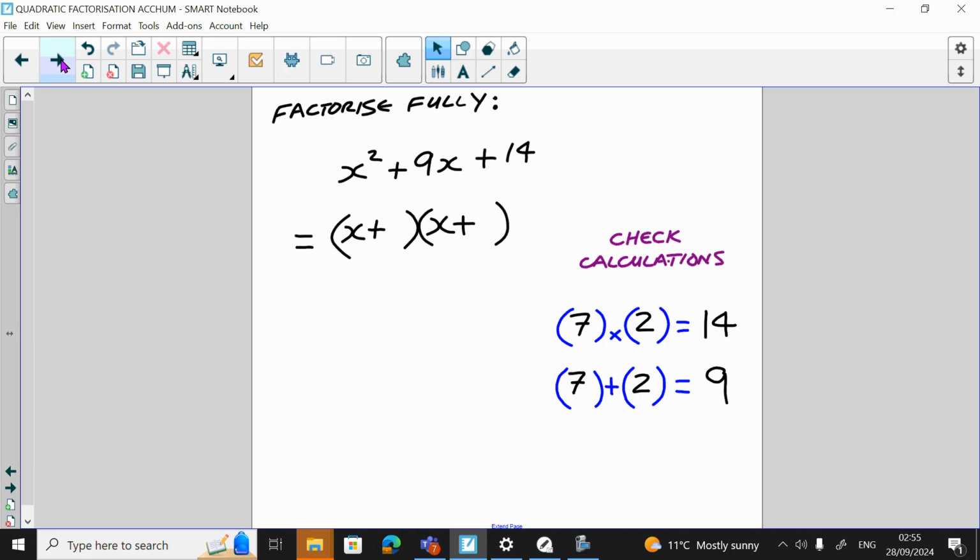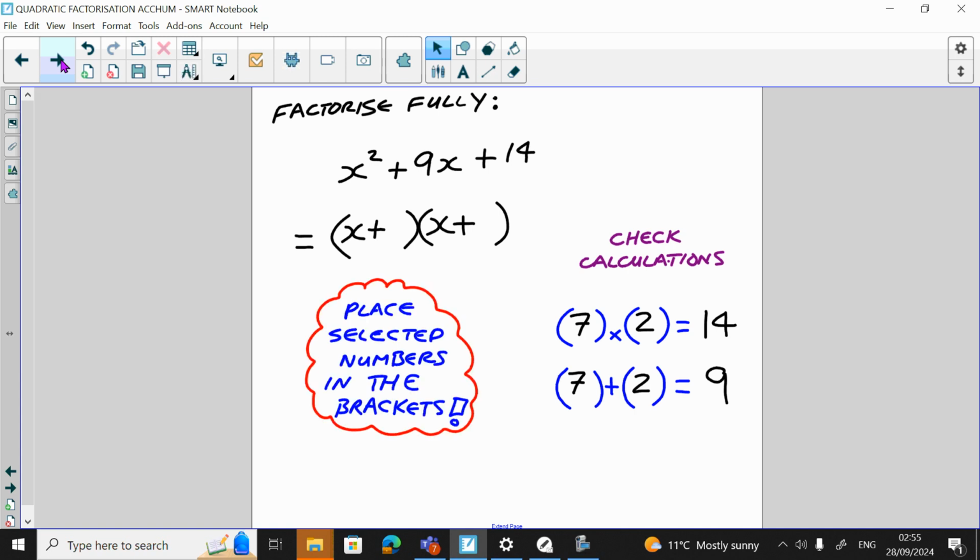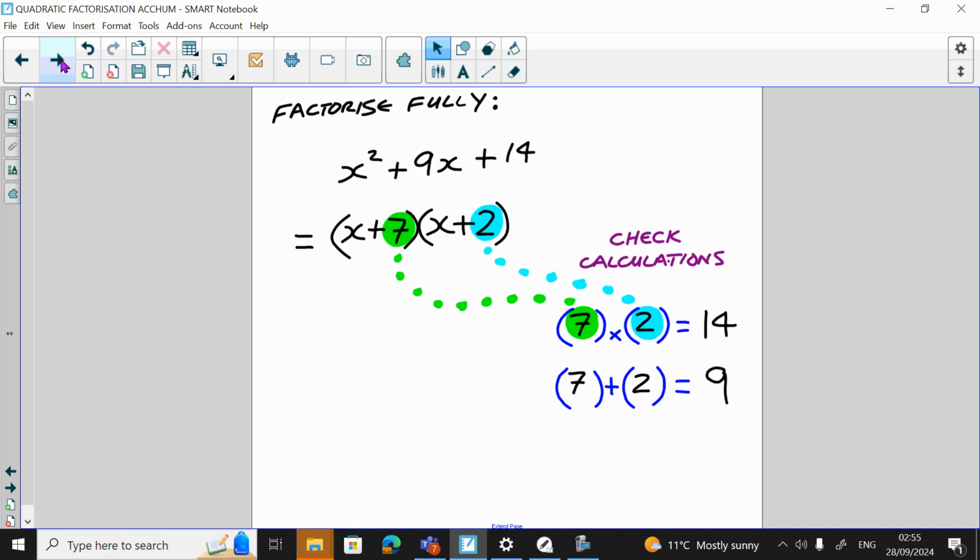And because both the signs are the same in the brackets, to the right of the x's, you can put them in any of the brackets. Okay. Let's pop them in there. And that's you done. That is us factorise the trinomial quadratic expression.